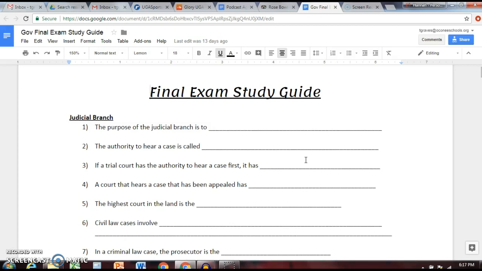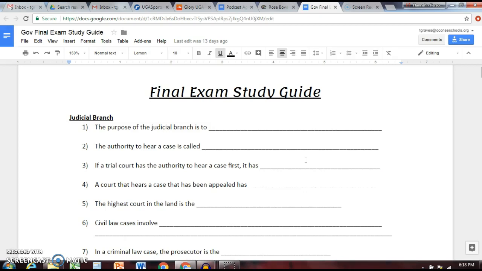Number two, the authority to hear a case is called jurisdiction. Okay, we have state courts, we have federal courts, and they each have jurisdiction, authority to hear a certain case in particular situations. Number three, if a trial court has the authority to hear a case first, it has what we call original jurisdiction. So think about it. They hear the case first, so they hear it originally. It's original jurisdiction.